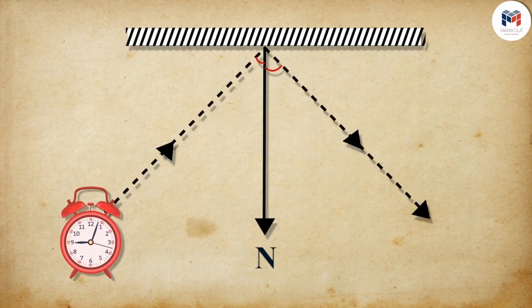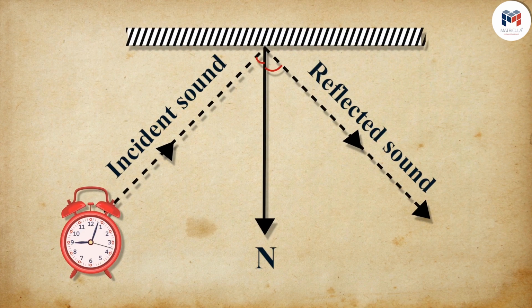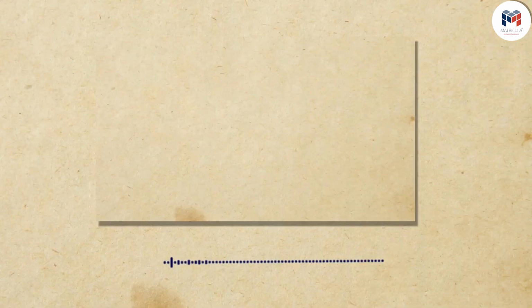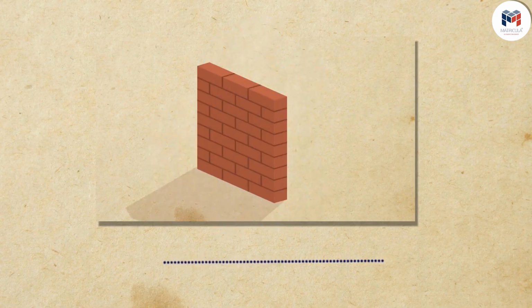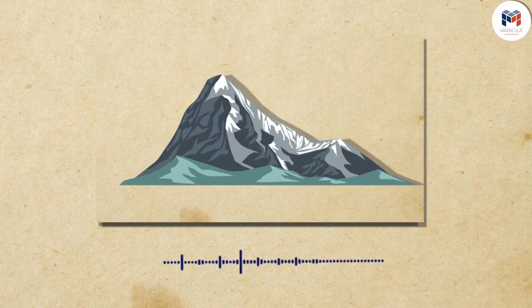The directions in which the sound is incident and the sound is reflected make equal angles with the normal of the reflecting surface at the point of incidence, and all three of them lie in the same plane. An obstacle of a large size, which may be smooth or rough, is required for the reflection of sound waves.